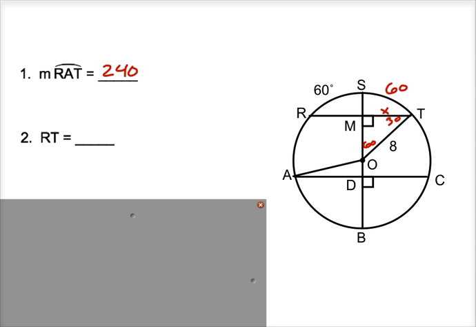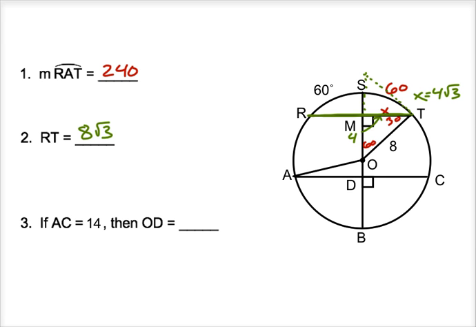When I have a 30, 60, 90 triangle, I tend to remember there's a shortcut. I always tend to imagine doubling the 30-degree angle out here. So how can I get from 8 to the part that I want? Well, if OT is 8, then OM is going to be 4. And if I go from there to the piece that I want, I multiply by the square root of 3. So x is going to equal 4 square roots of 3. I need to double that to get the whole distance from R to T, so RT is going to be 8 square roots of 3.